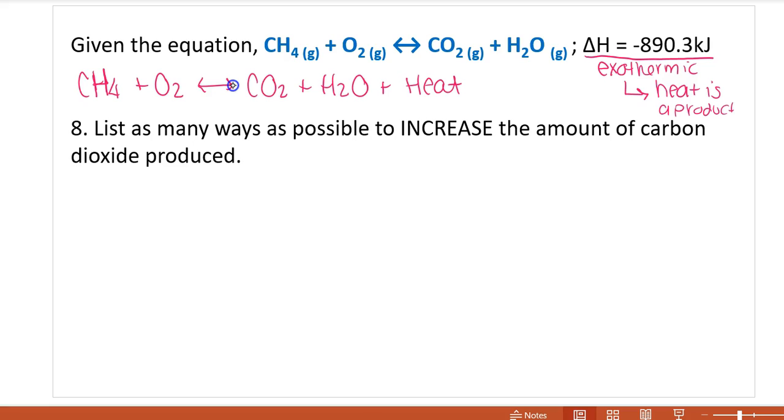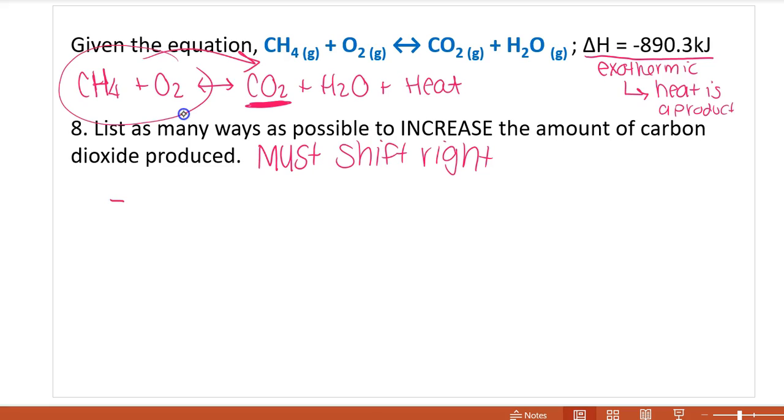All right, we want to list as many ways as possible to increase the amount of carbon dioxide produced. So it's not saying that we're adding more carbon dioxide, it's saying we want to produce more carbon dioxide. So I want to produce more carbon dioxide, and carbon dioxide is on the right side of the arrow. That means that we must force equilibrium to shift to the right. If we force equilibrium to go to the right, we're going to produce more carbon dioxide. All right, so anytime we add, it shifts away.